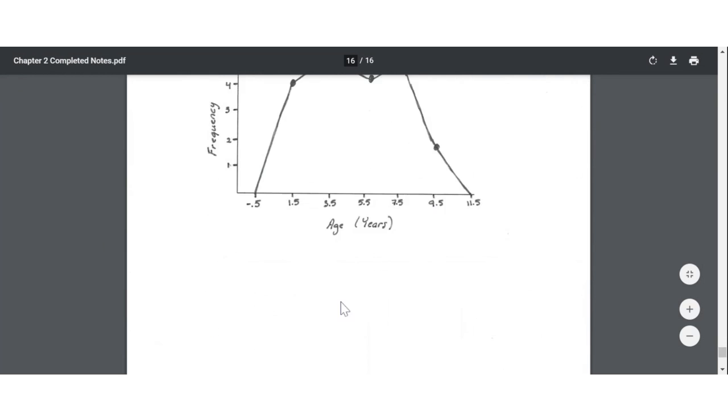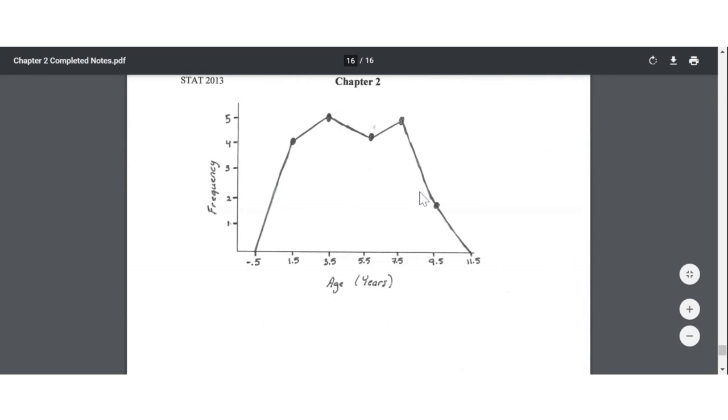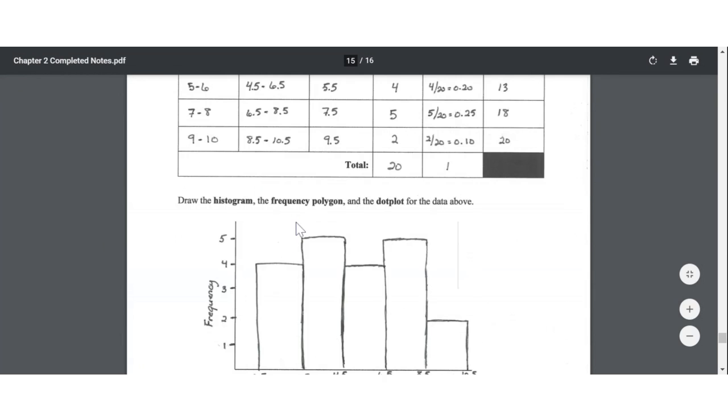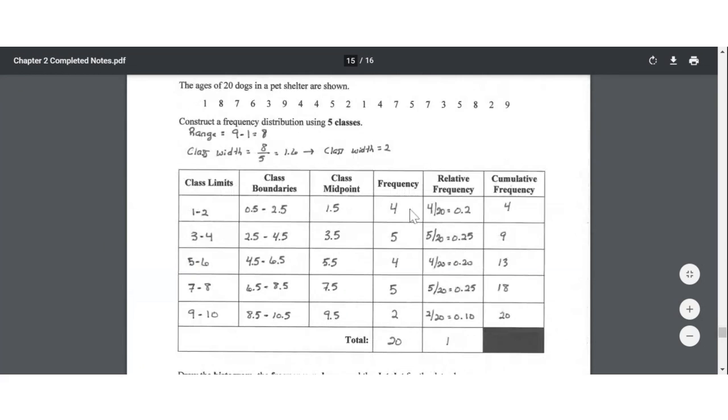Here for the frequency polygon, so what I've been doing, I think it's correct. We have this class midpoint here, the first class midpoint, and then my starting point is what would be the class midpoint before this one. So I take 1.5 minus the class width, and it gives me the class midpoint of that preceding class. That's what I call my 0 point. So negative 0.5 has 0 frequency. The class midpoint of 1.5 corresponds to the class of 1 to 2 with a frequency of 4.